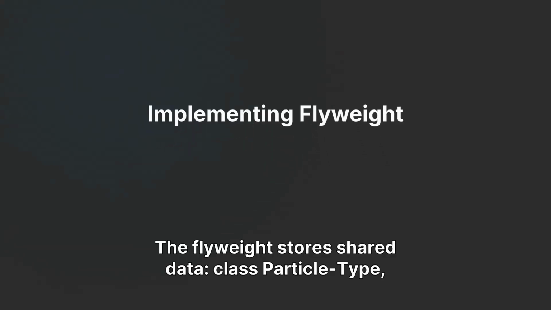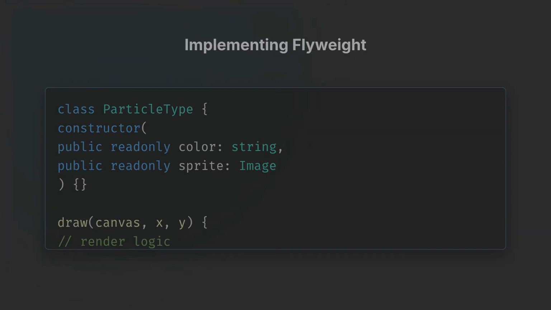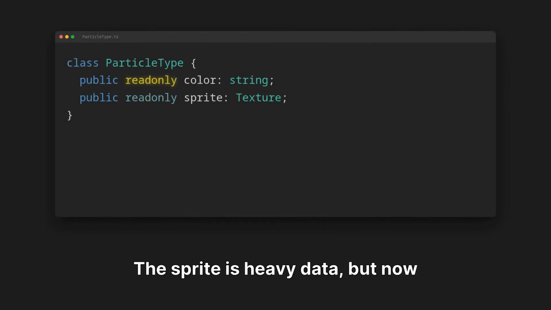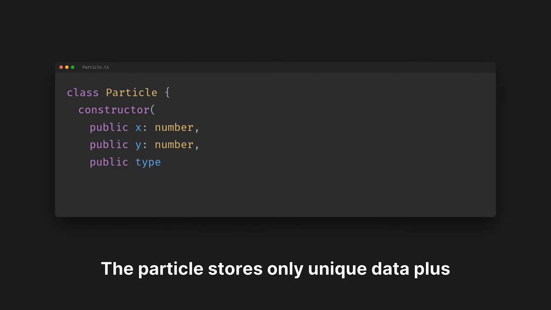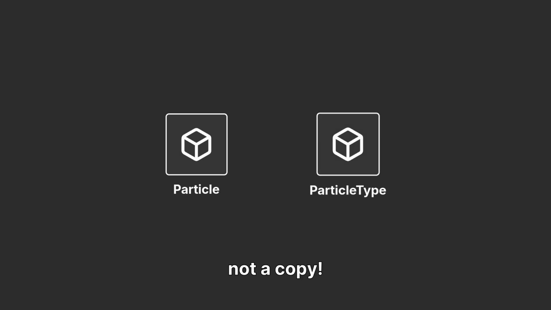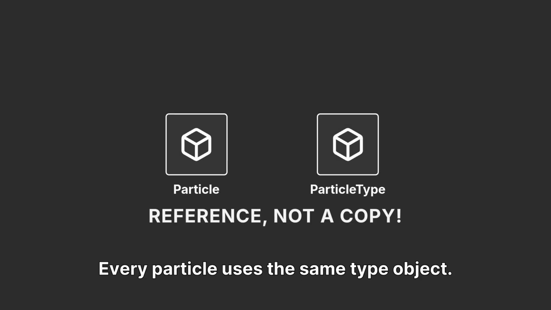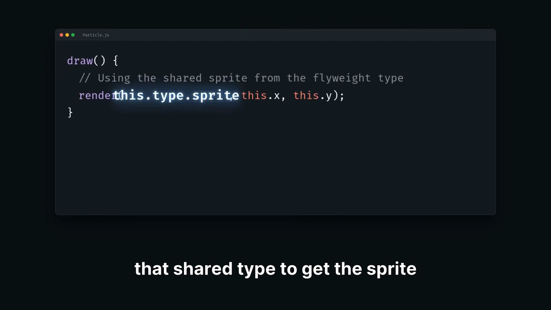The flyweight stores shared data, class ParticleType containing color and sprite. These are read-only. This sprite is heavy data, but now it's stored only once within this type. The particle stores only unique data, plus a reference: x, y, speeds, and a type field. This is a reference to shared data, not a copy. Every particle uses the same type object. The draw method then just reaches into that shared type to get the sprite for rendering.